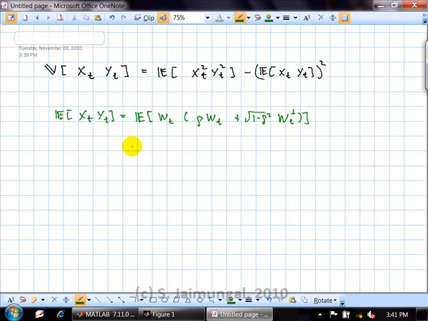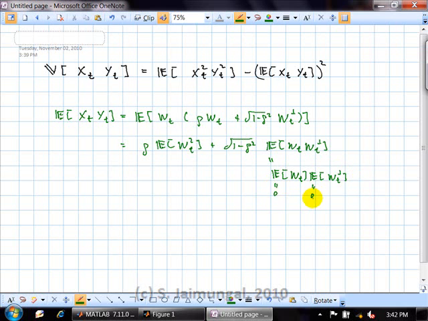square root of 1 minus rho squared times wt perp, and that's equal to rho times the expected value of wt squared plus square root of 1 minus rho squared times the expected value of wt perp. And these are independent, right? W and w perp are independent by definition. Therefore, I can write this as a product of the expected values, and only because they are independent. And then individually, these are both zero, in fact. Okay? And so my final result for that is rho times t. Right, the expected value of w squared is t.